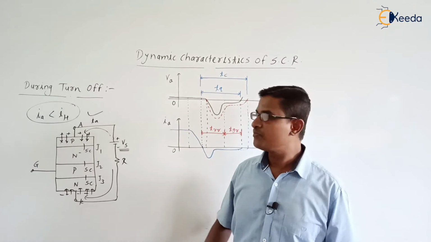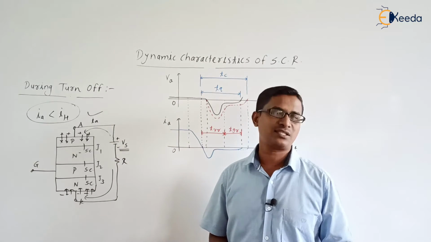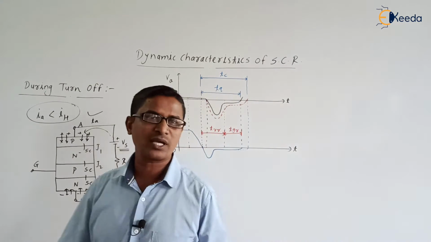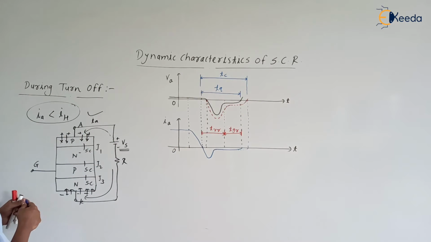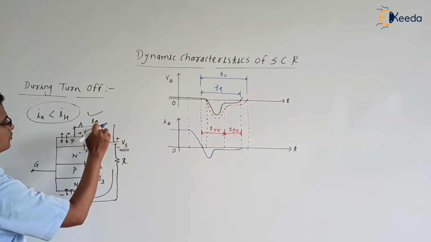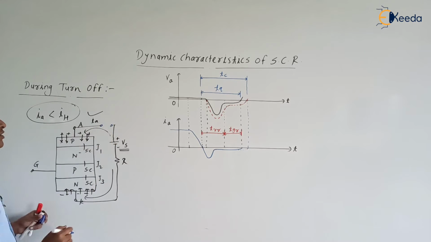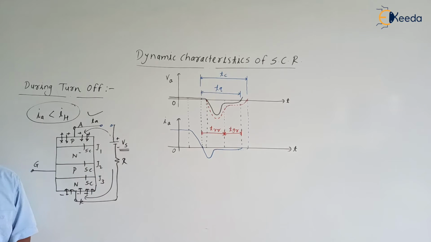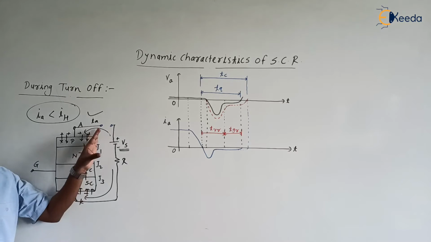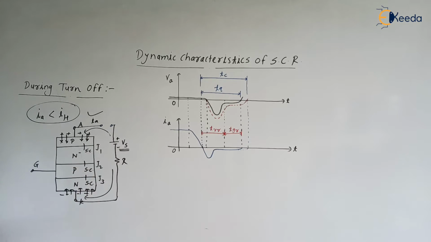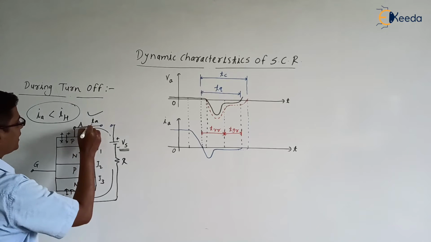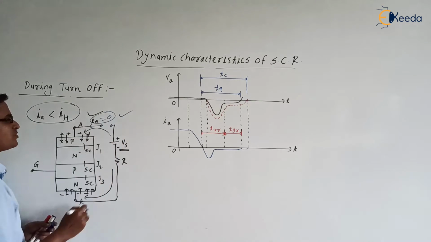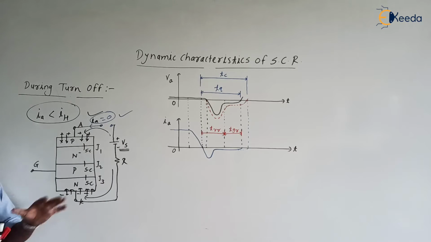Next, in order to successfully turn off the SCR, suppose by any way we make the anode current equal to 0, meaning ultimately I have disconnected the SCR from the supply. Is only disconnecting the SCR from the supply sufficient? No. By disconnecting it, definitely IA becomes equal to 0. Once we disconnect the SCR from the supply, the anode current will become equal to 0. But only disconnection is not sufficient. Why?